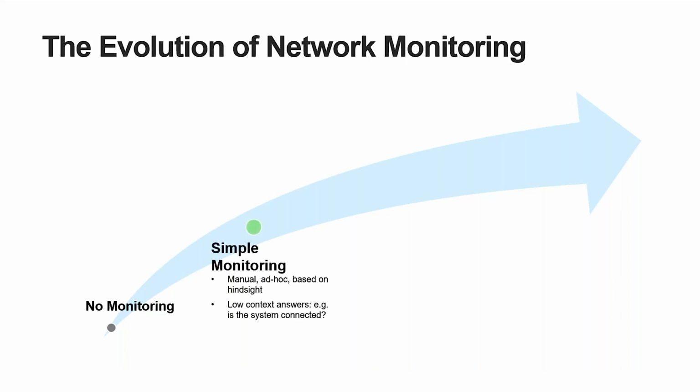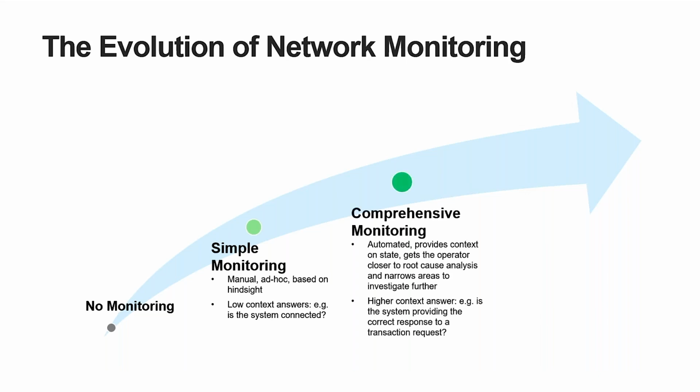And so that brought on simple monitoring, much more of a manual process, things like sending out pings, answering simple questions like just, is the system connected? That was a great first step. As things advanced, we got into more comprehensive monitoring. This becomes automated. We start to get context. We start to be able to narrow down to figure where the root cause is for issues that occur within the network. And we can start to ask deeper questions like, is the system giving us the right response when we make a request?